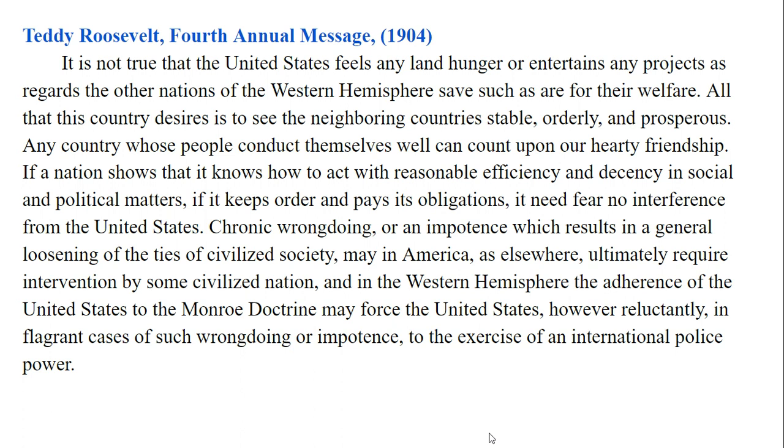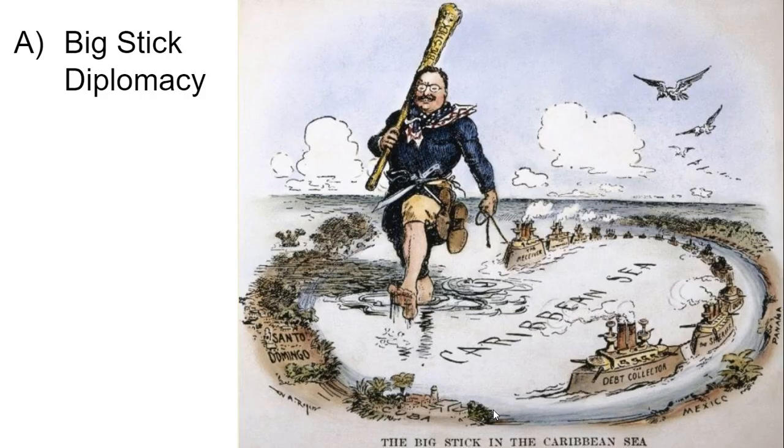And I'm just going to quote a little bit of it that you absolutely need to know. Quote, "In the Western Hemisphere, the adherents of the United States to the Monroe Doctrine may force the United States, however reluctantly, in flagrant cases of such wrongdoing or impotence, to the exercise of an international police power." So, this is going to lead the United States and Theodore Roosevelt, using our Marines and our battleship fleet, to intervene in a variety of different Latin American countries in order to force them to pay their financial obligations to Europeans and stop them from doing things that we see as, quote, flagrant wrongdoings.